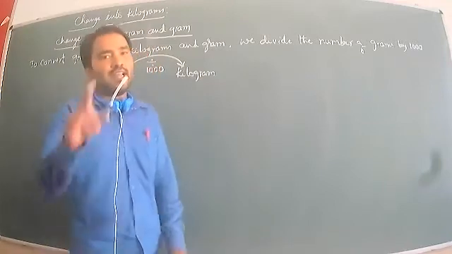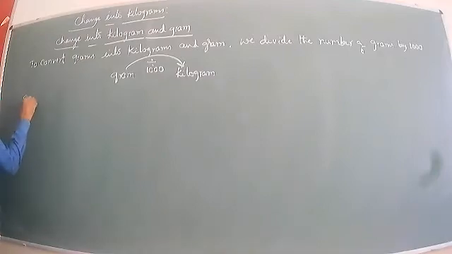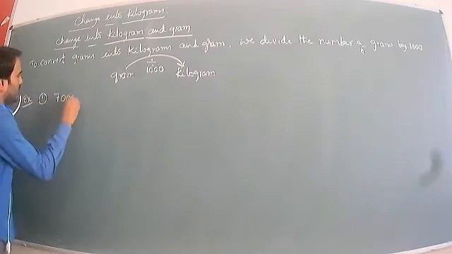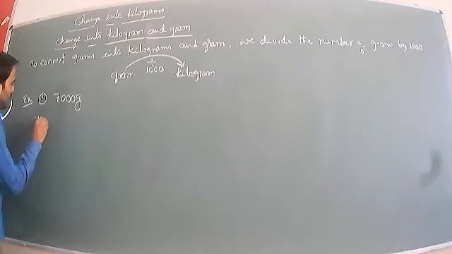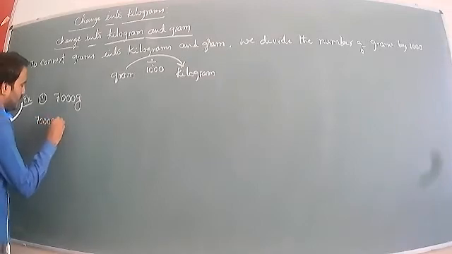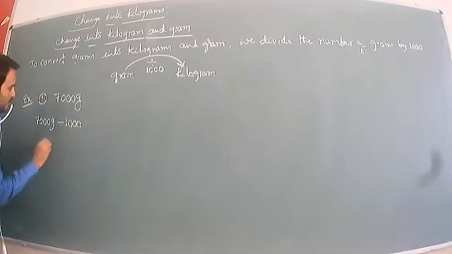Now I will take one example. Look at that. Example first one, 7000 grams. It is one of the questions. 7000 gram, let us divide by 1000. So let us divide 7000 grams by 1000 equals, so how to divide?